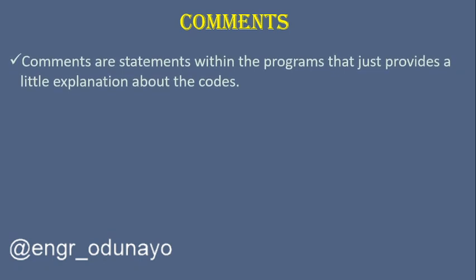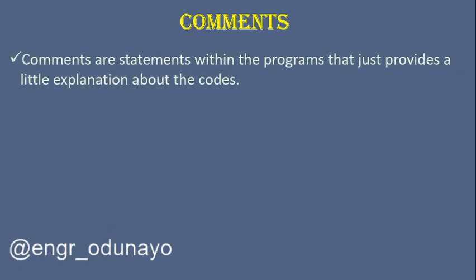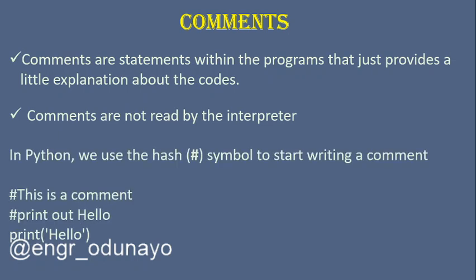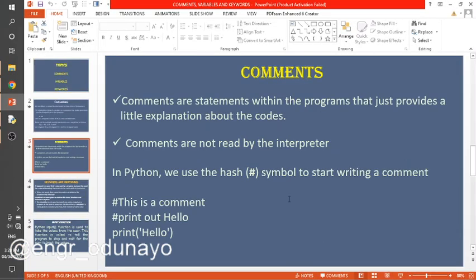Now look at comments. A comment is a statement within the program that just provides a little explanation about the code. The interpreter does not read comments in Python. It's just for another person. When another person is reading your program, or at a later time when you're reading your code, you should understand what each part of the code is actually doing. That's the function of comments. We use the hash symbol to start writing comments in Python. So let's go to our Python IDLE to see what we've been saying.